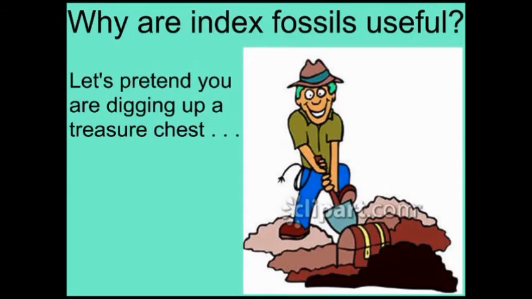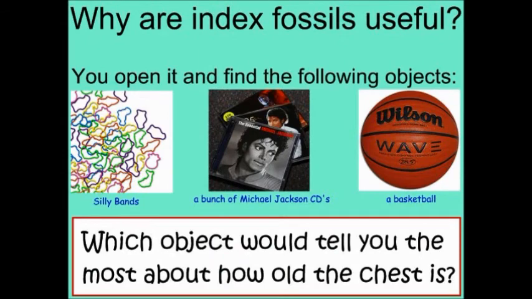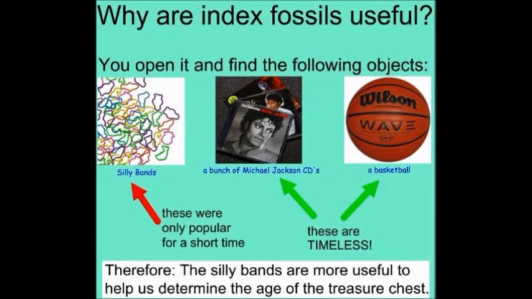Well, let's pretend you're digging up a treasure chest. Let's say you open the treasure chest and you find some silly bands, a bunch of Michael Jackson CDs, and a basketball. So which object would be most useful in telling you how old the chest is? Well, the answer is the silly bands, because these are something that was only popular for a short time, whereas the Michael Jackson CDs or a basketball are timeless objects that people have had for many, many decades.